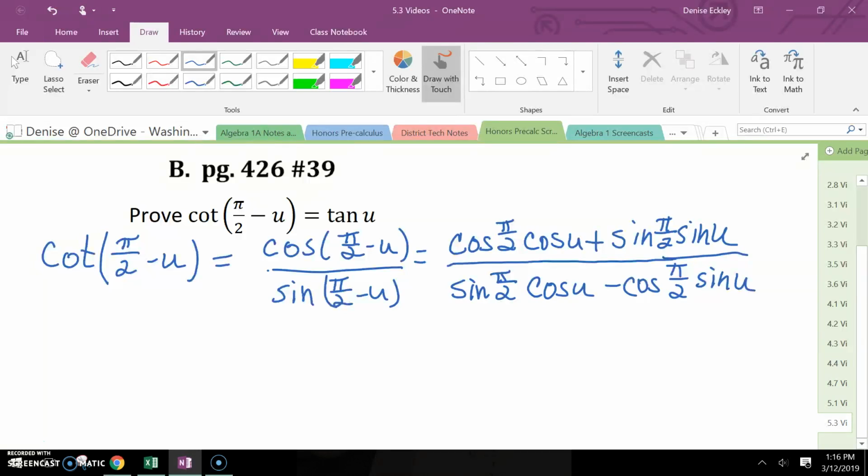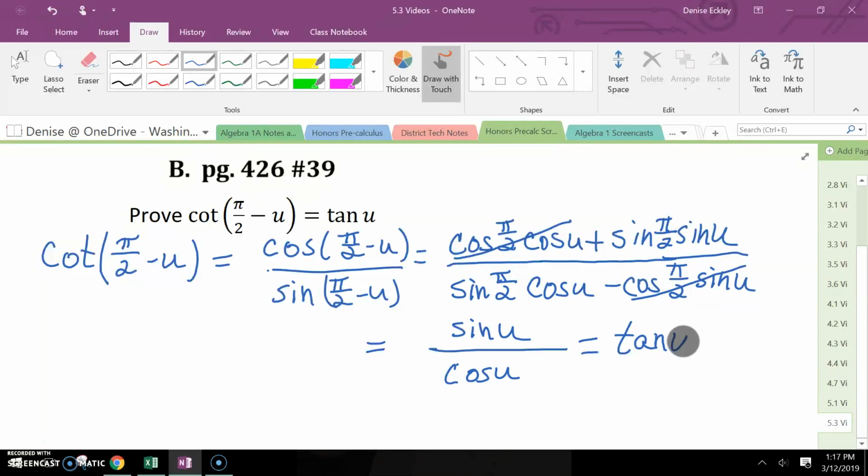Then simplifying, we get cosine of pi over 2 is 0, so this term will cancel out. Sine of pi over 2 is 1, so we get sine u. And then in the denominator, sine of pi over 2 is 1, so the first term becomes cosine u. Minus cosine of pi over 2 is 0, so this term will cancel because it'll be a 0. And we're left with sine u over cosine u, which is equal to tangent of u.